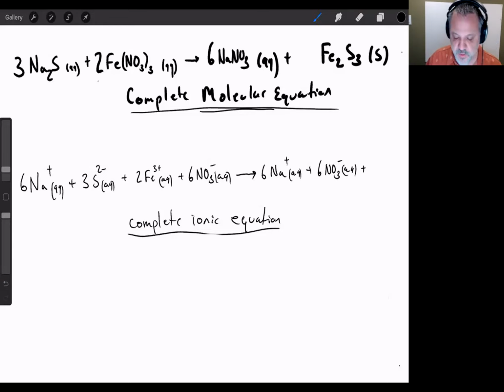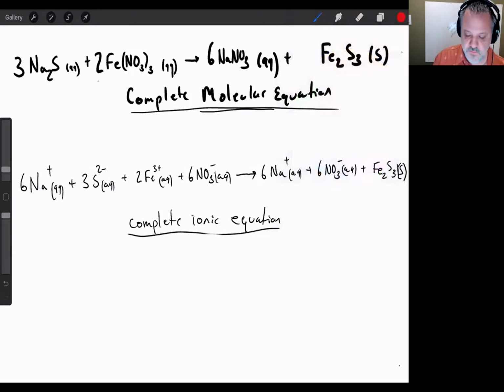Now what about this last product? The last product is a solid. Since it's a solid, the ions are not aqueous. They're not separated from each other. They have not disassociated. So for pure solids, pure liquids, and pure gases, I write down things exactly as they appear. So for the iron 3 sulfide, I just write down Fe2S3 solid. I have now written the complete ionic equation by deconstructing the complete molecular equation.